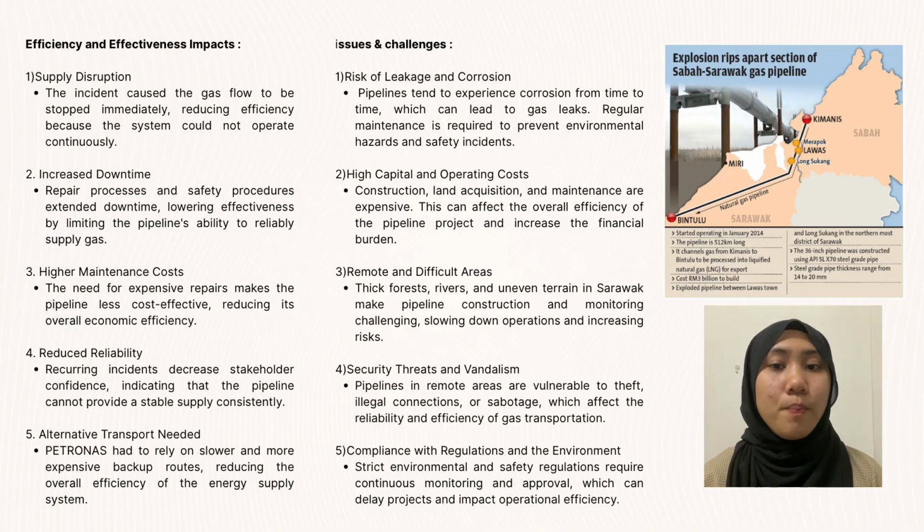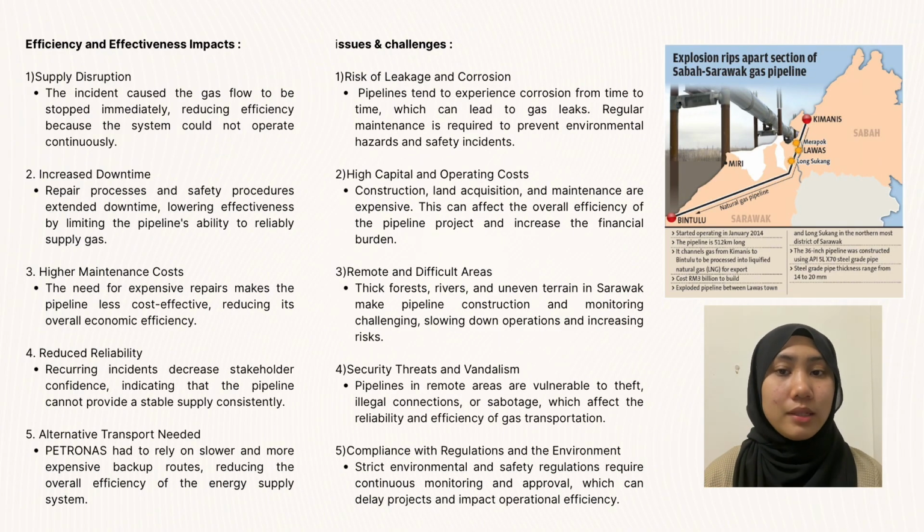Next, I will discuss about main issue and challenge related to the pipeline system. This point highlight the operational, environmental, and safety problem that makes pipeline management more complex. First issue is risk, leaking, and corrosion. Pipelines tend to experience corrosion from time to time, which can lead to gas leak. Regular maintenance is required to prevent environmental hazard and safety incidents.